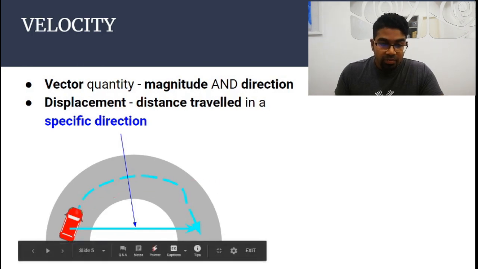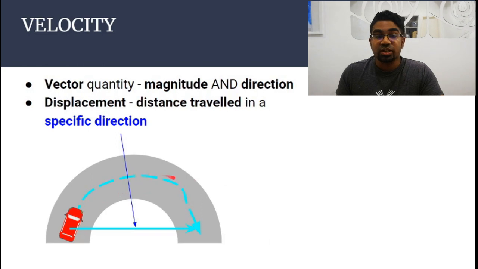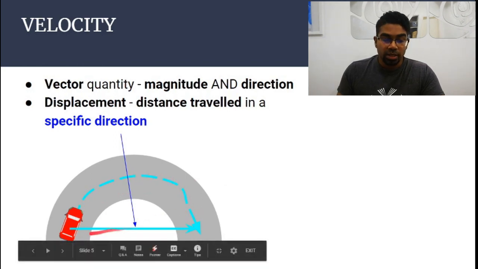So every second the car is moving, it is changing direction. What is shown by this arrow at the bottom here is the total displacement. So when we look at this, we can say that the car has moved a certain distance east, because finally it moves from here to here. This is the total displacement.